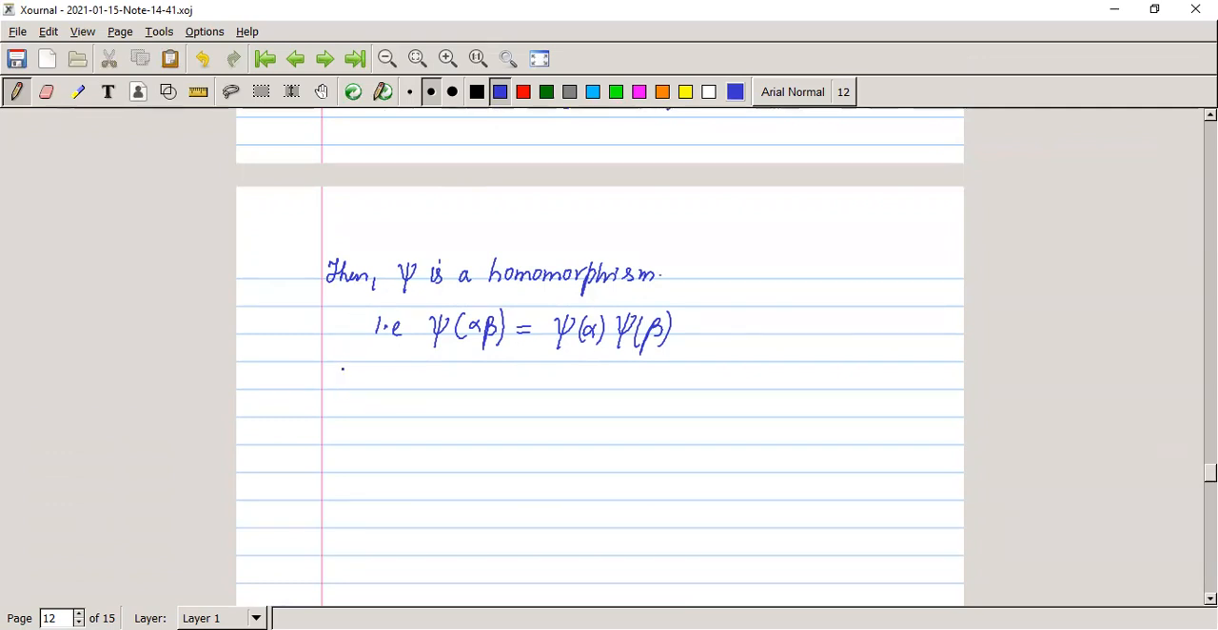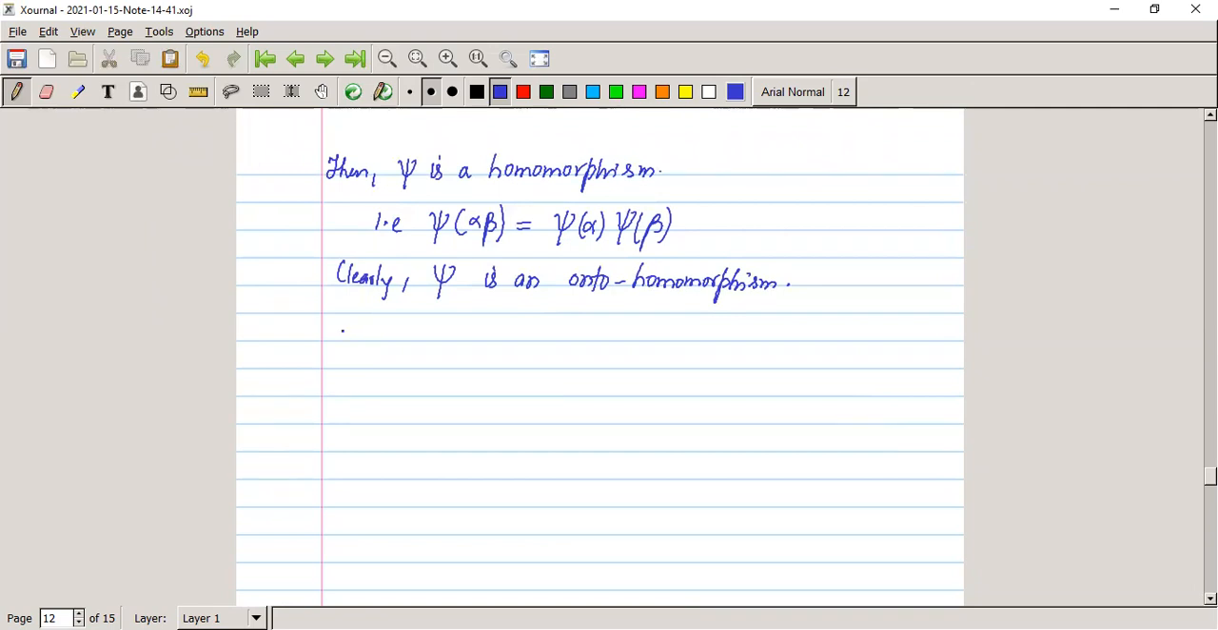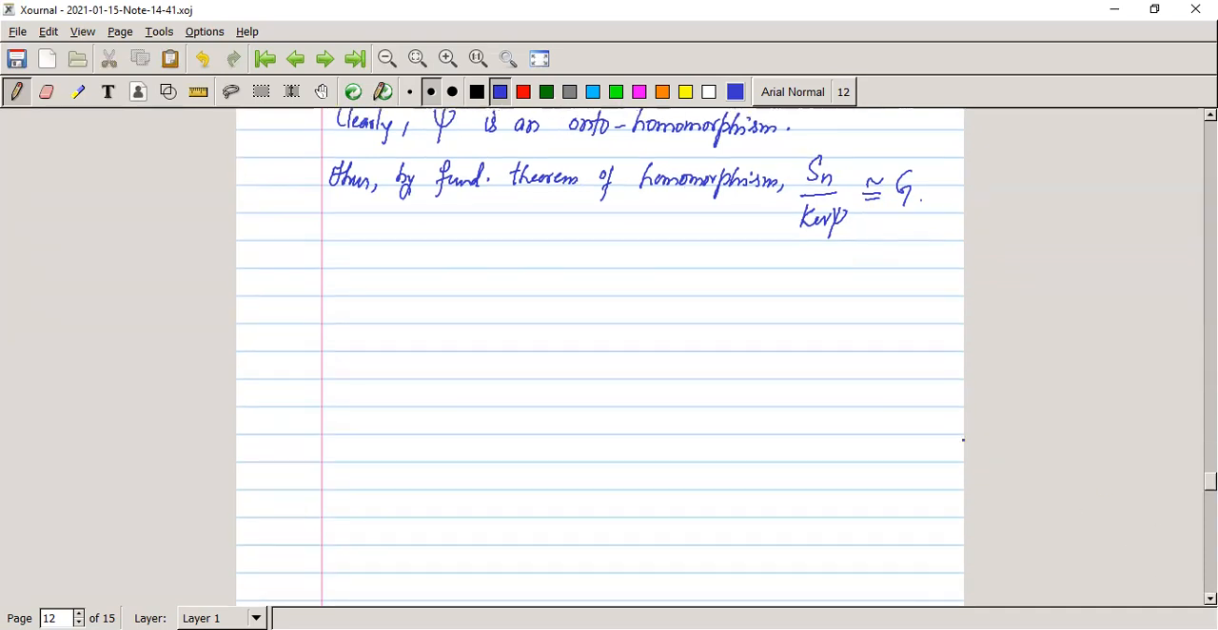So clearly psi is an onto homomorphism. Thus, by the fundamental theorem of homomorphism, Sn upon kernel of psi will be isomorphic to G. Now the new term from this fundamental theorem of homomorphism comes, that is the kernel of psi. Now let's try to see what this kernel of psi is.